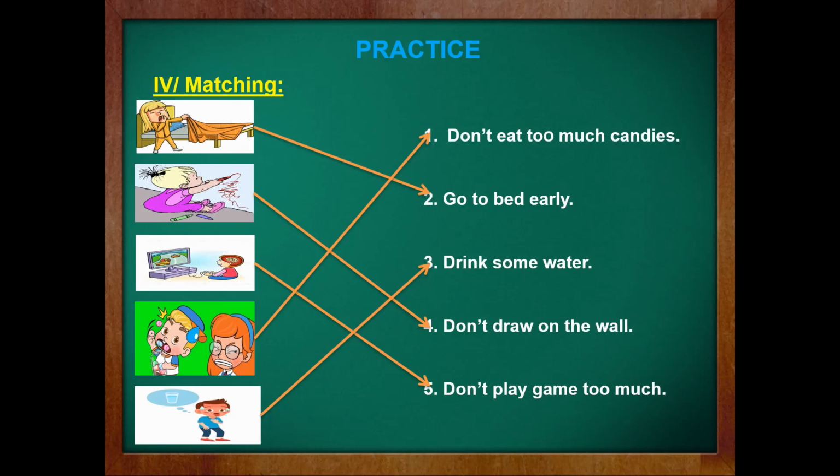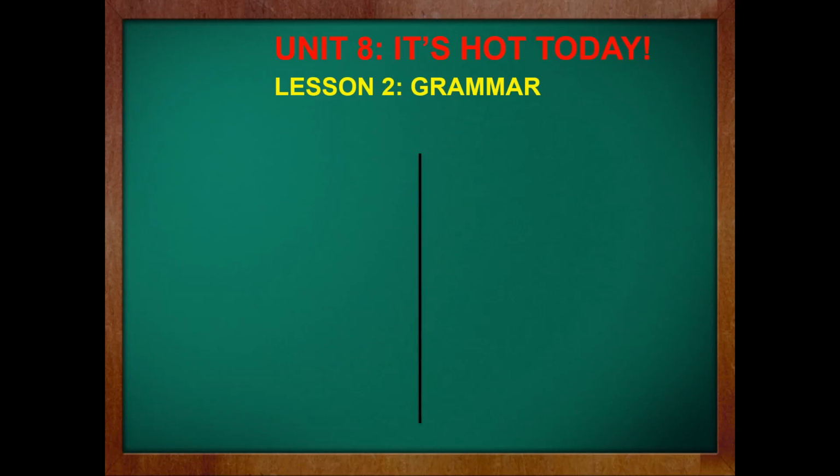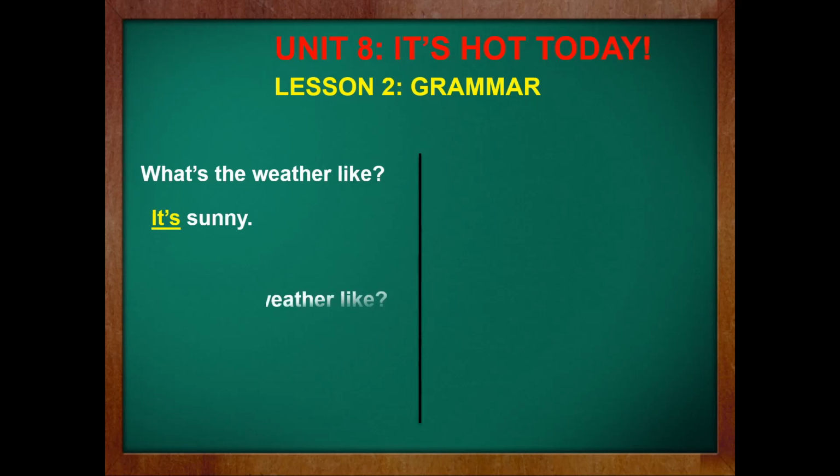Okay. This is all about the things I teach you today. Now, let's see it again. We have two main points in this lesson. First one is the way to ask and answer about the weather. If we want to ask, we can say, what's the weather like? Good. Now repeat after me. What's the weather like? We can answer, it is. For example, it's sunny. Now repeat after me. It's sunny. What's the weather like?